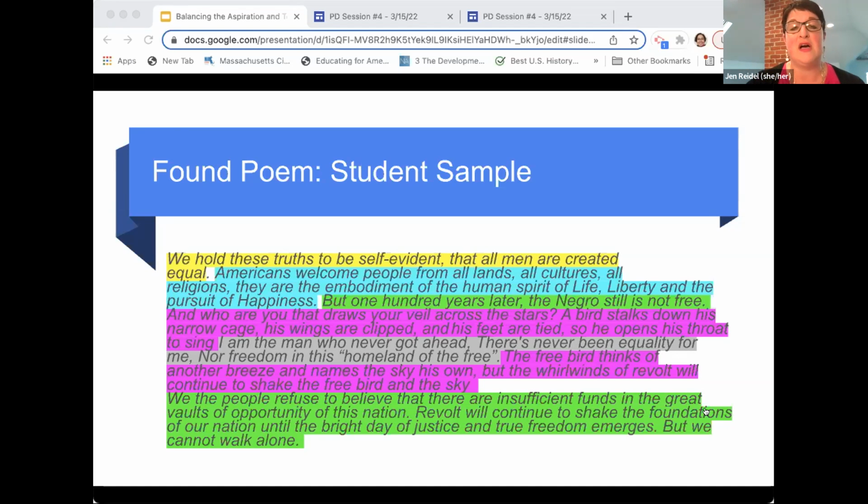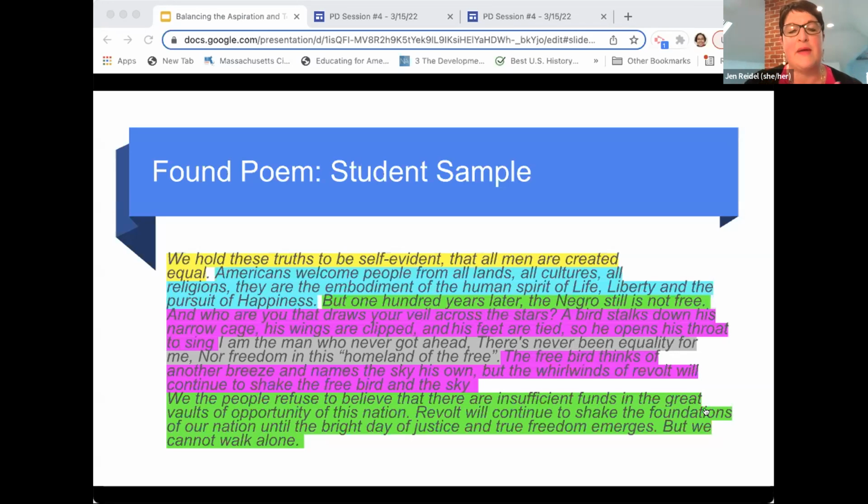Next, and who are you that draws your veil across the stars? A bird stalks down his narrow cage. His wings are clipped, his feet are tied, so he opens his throat to sing. That's Maya Angelou, Caged Bird. I am the man who never got ahead. There's never been equality for me, nor freedom in this homeland of the free. That's Langston Hughes, Let America Be America Again. The free bird thinks another breeze and names the sky his own. But the whirlwinds of revolt will continue to shake the free bird and sky. We, the people, refuse to believe that there are insufficient funds in the great vaults of opportunity in this nation. Revolt will continue to shake the foundations of our nation until the bright day of justice and true freedom emerges. But we cannot walk alone.